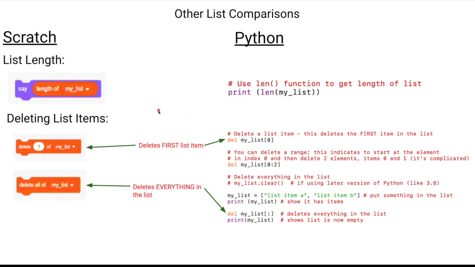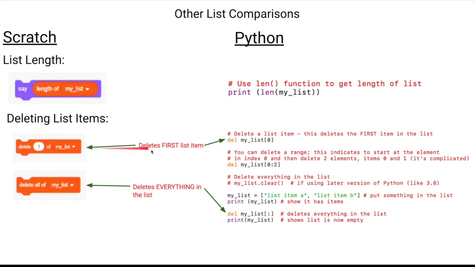To delete items, there's a number of different ways here. So this would be how we could do it in Scratch. You can delete by index, and there again, their indices work a little different. This would get rid of the first thing in the list in Scratch. This gets rid of everything.